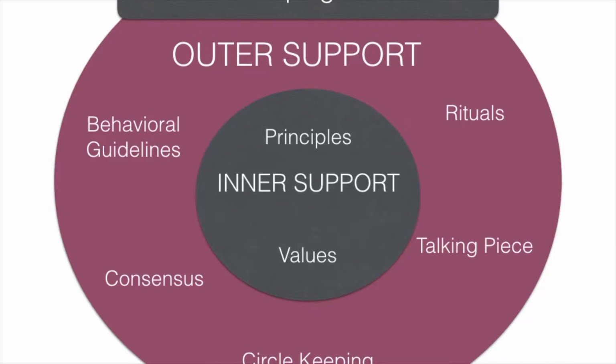This can be done actually sitting in circle or in a classroom environment. It's often done at the start of the classroom. The behavioral guidelines are sometimes called norms, and these are norms that everyone agrees on and that everyone, through a consensus process, commits to adhering to during circles. And then you have the circle keeping itself.